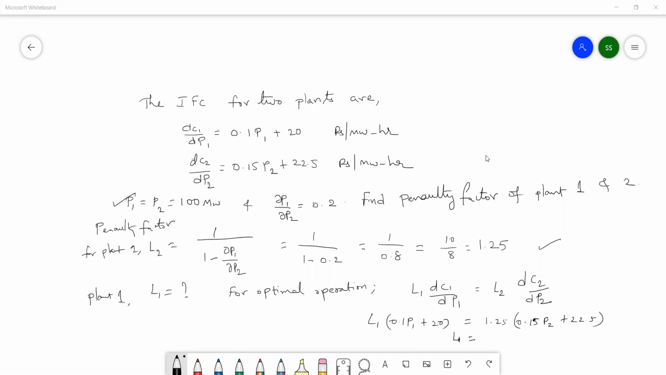1.56, sir. 1.56. Still, are there any other answers? 1.56, penalty factor for plant 1. Sirisha, you can check once more. It's 1.56. Okay, sir. Yeah.